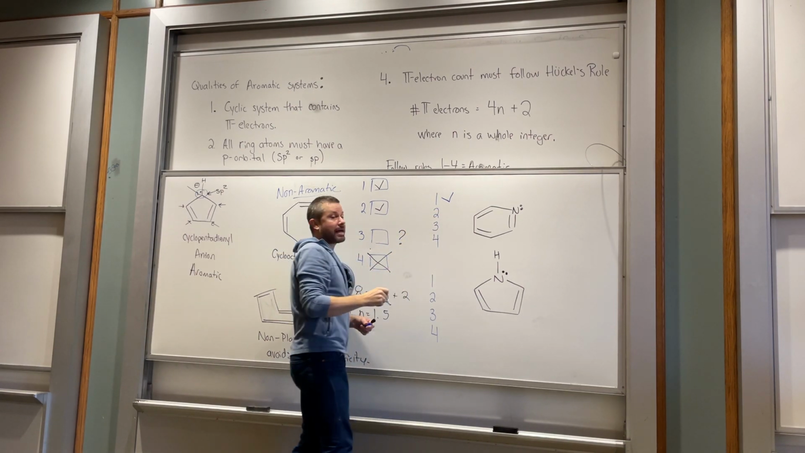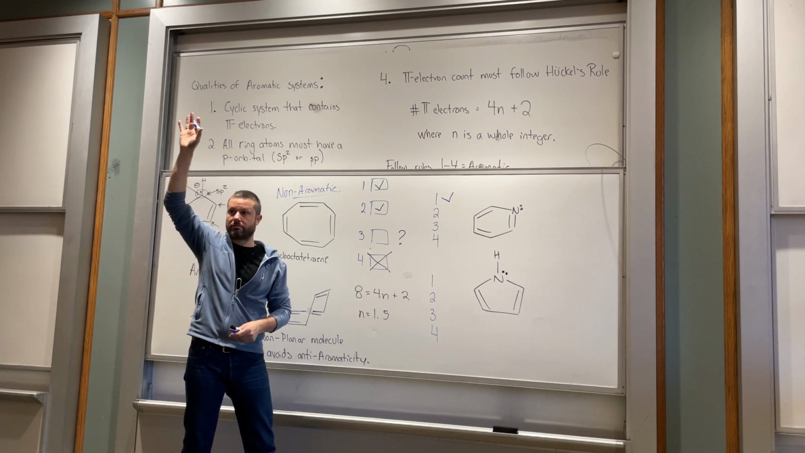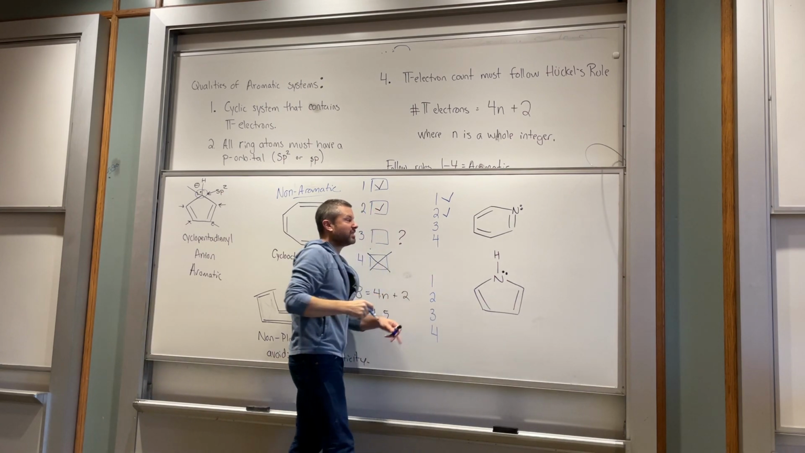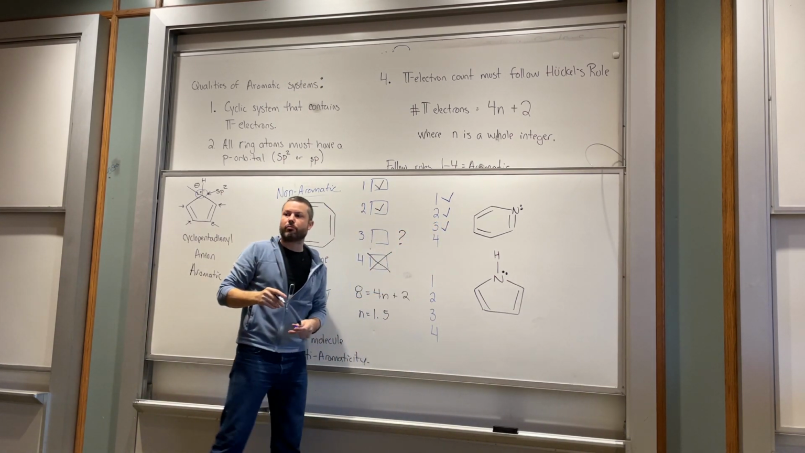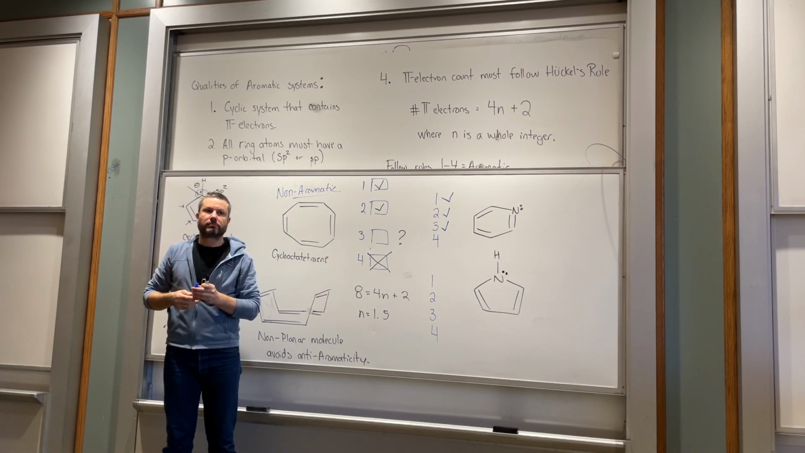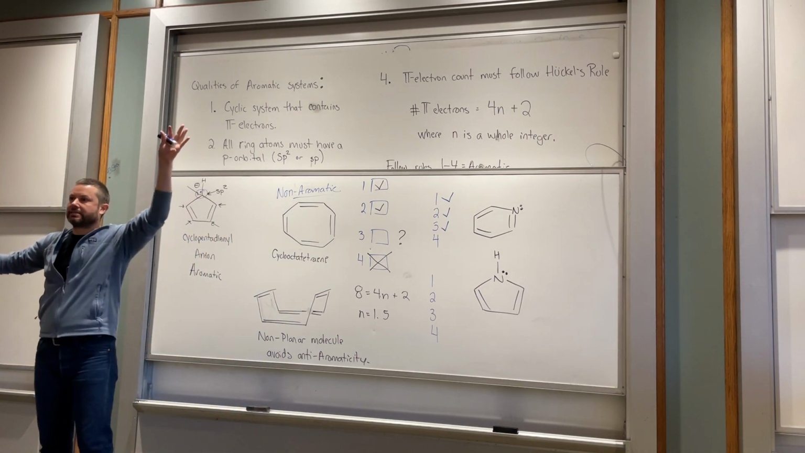Quality 2, all atoms are sp2 hybridized. How many people see that? Yep. Every atom in this has a pi bond, so it has to be sp2 hybridized. It's going to be a planar system. All right, and what about number of electrons? How many electrons are in the pi system? How many people think 6? How many people think 8?